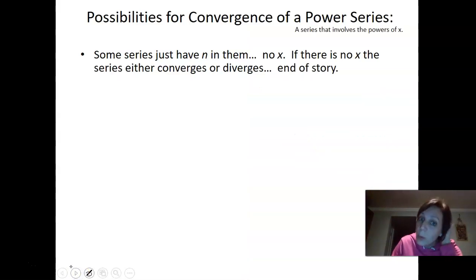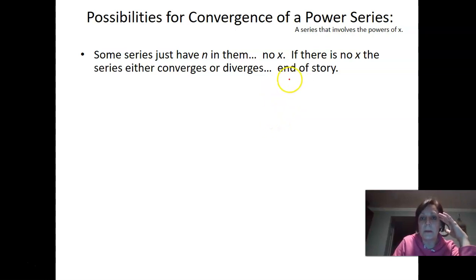Okay, so when we are talking about convergence of a power series, when we're talking about convergence in general, there's really two kinds of series that we can be dealing with. The first kind of series is the one like a geometric that only has an n in it. There's no x's in it, right? And if it only has an n in it, then the answer is either yes, it converges, or no, it diverges, right?